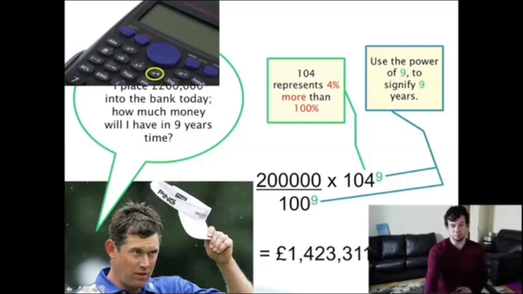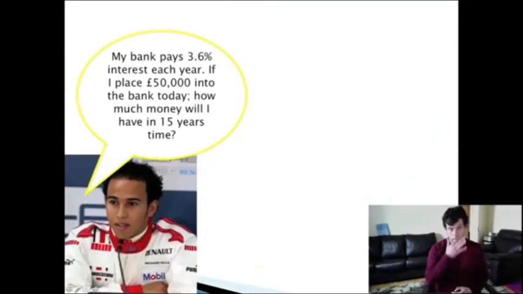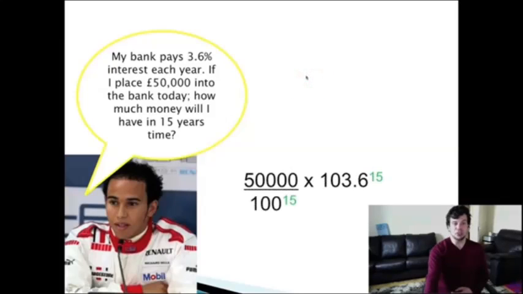My bank pays 3.6% interest each year. If I place £50,000 into the bank today, how much money will I have in 15 years' time? Okay, so the original amount of money is 50,000. We're going to divide by 100% with a certain power to a certain power. What is 3.6 more than 100? You should agree it's 103.6.